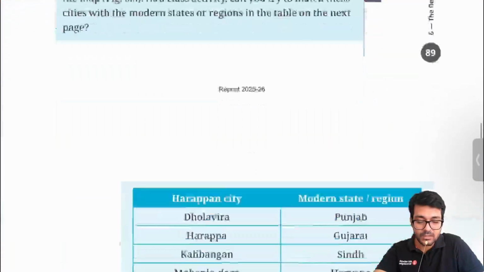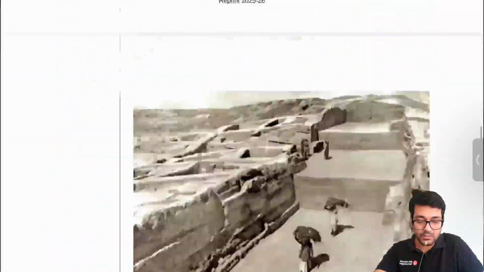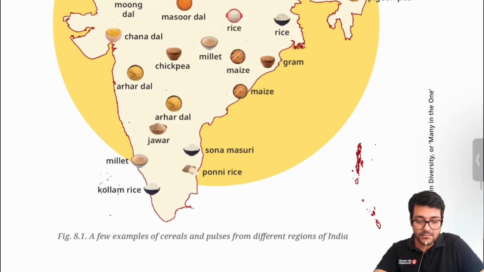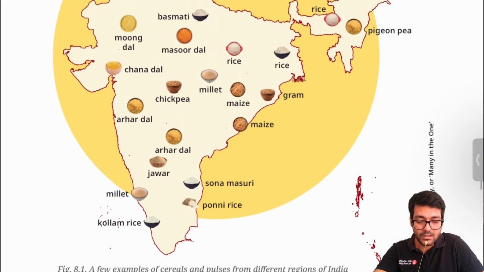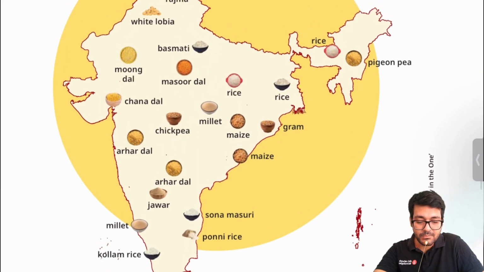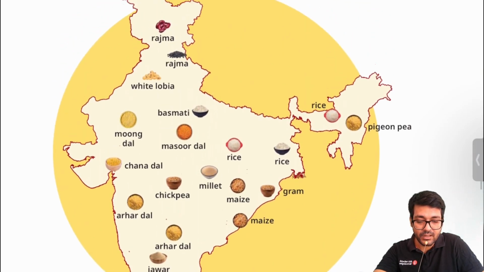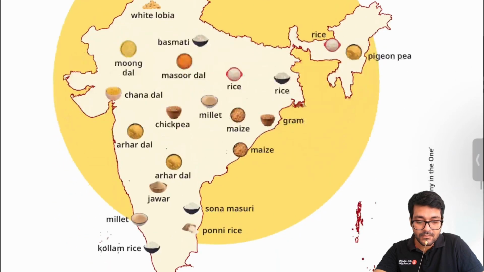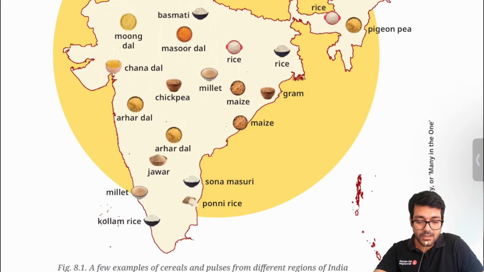Let's move to Chapter 8 and see Figure 8.1. Figure 8.1, a few examples of cereals and pulses from different regions of India. This is another thematic map showing different types of cereals and pulses from different regions of India. Let's move to Chapter 1.